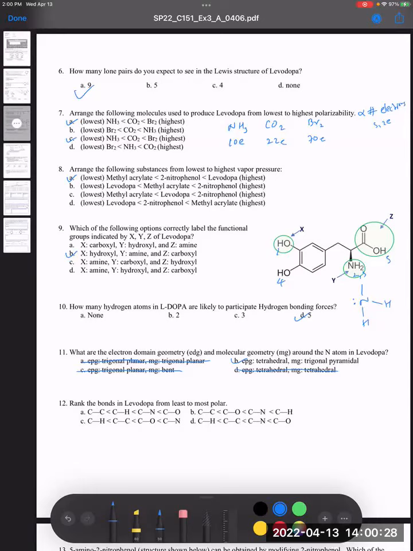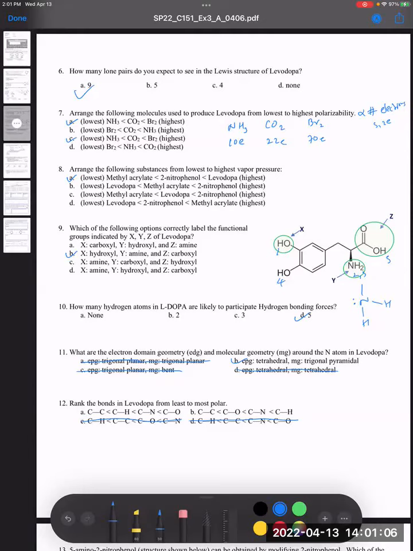All right, rank the bonds in levodopa from least to most polar, and the polarity of the bond depends on the electronegativity difference. Okay, if you have, say, a carbon-carbon bond, it's going to have zero electronegativity difference between the 2 atoms because you're subtracting the same value. Therefore, it must be the least polar bond. Therefore, I'm going to eliminate options C and D, where we do not have carbon-carbon bond as the least. And then what we can look at is the other ones.